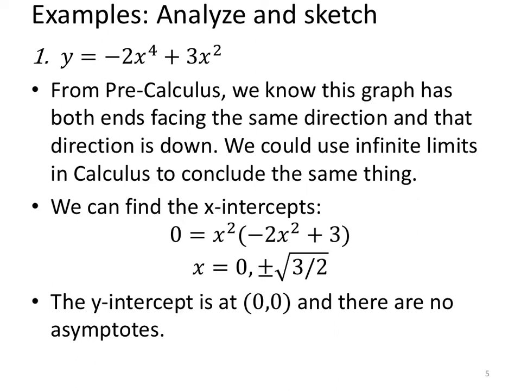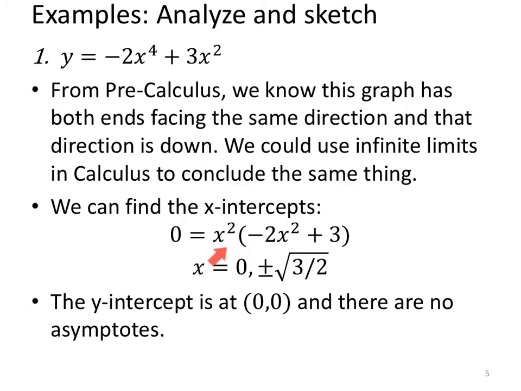So here we go. If y equals negative 2x to the fourth plus 3x squared, we know from pre-calculus that the graph has both ends facing the same direction, because it's a fourth degree polynomial. Anytime we have an even degree polynomial, both ends go up or both ends go down. Think of a parabola, and it's true for any even powered polynomial. Because the leading coefficient is negative, both ends are going to be going down. It might have some stuff going on in the middle. We could use infinite limits here in calculus to conclude the same thing, but why use a mallet when a little hammer will do?